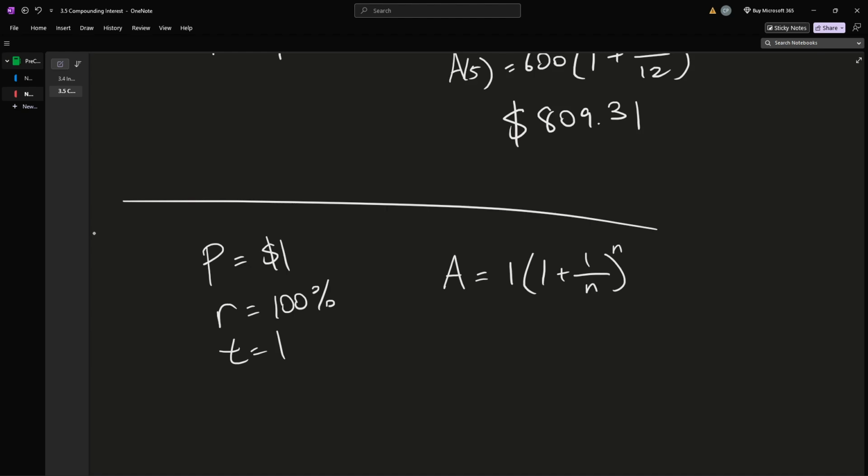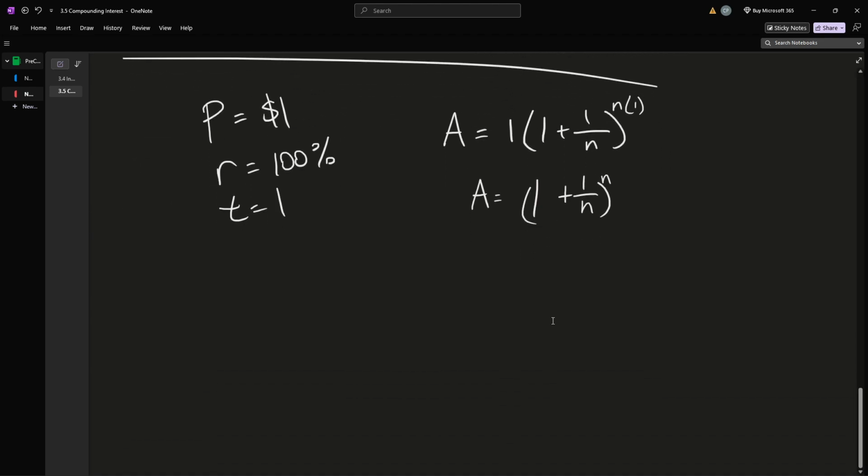So nt, or just n times t. And times 1, I just get rid of that. So my final result gives me this one disappears, that one disappears. So I have 1 plus 1 over n to the n power. This will tell me how much money I have if I have $1 deposited at an interest rate of 100%.